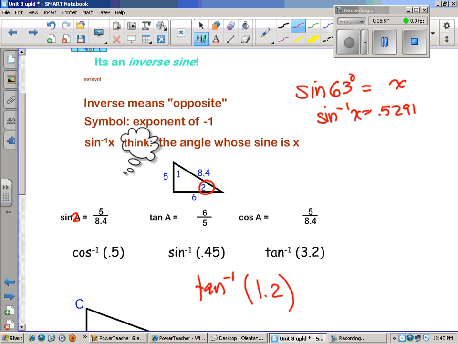For angles, I usually round to the whole degree. So like this one was 36.5, so it would be 37 degrees. And this one was 50.2, or something, 50.1, so it'd be 50.